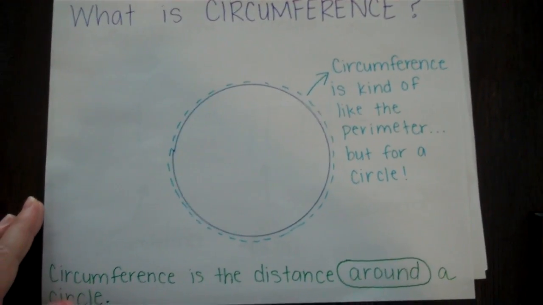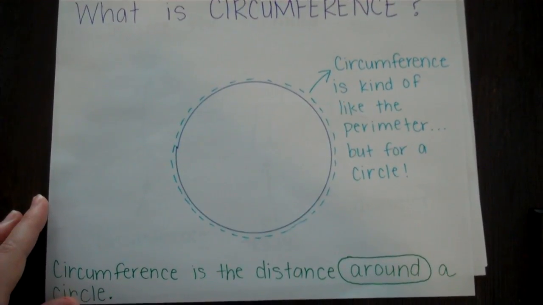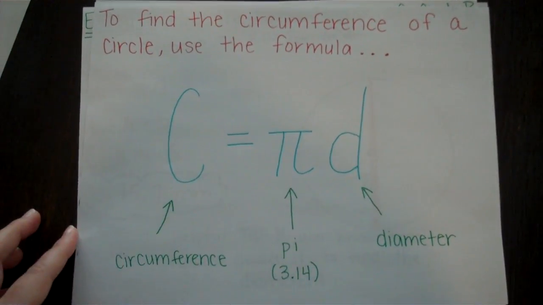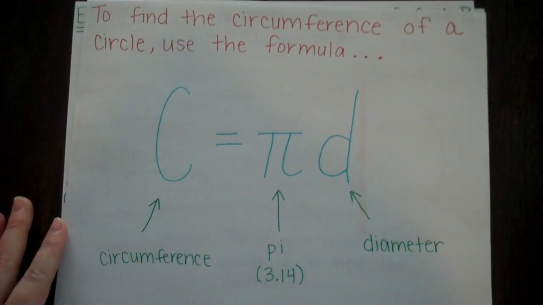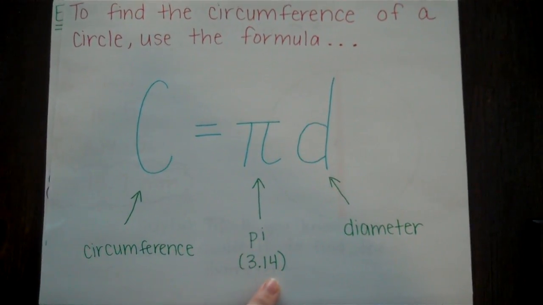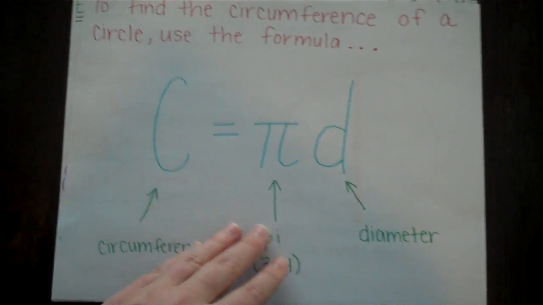What is circumference? Circumference is kind of like the perimeter, but for a circle. It's the distance around a circle. To find the circumference of a circle, use the formula C equals pi d, or circumference equals pi times diameter.